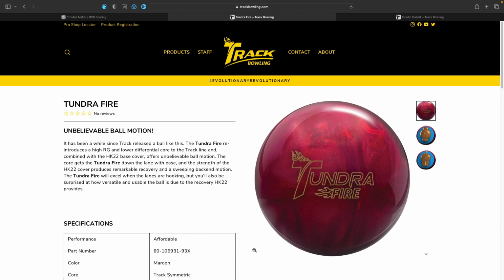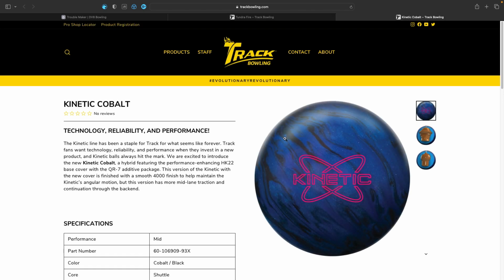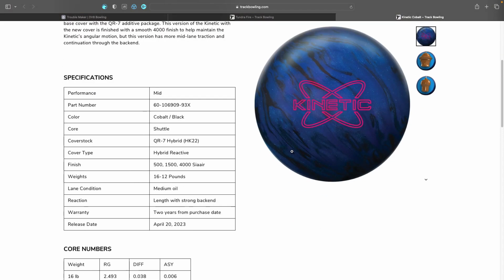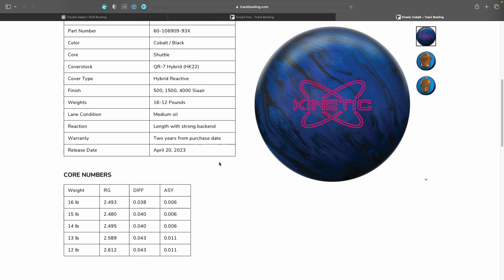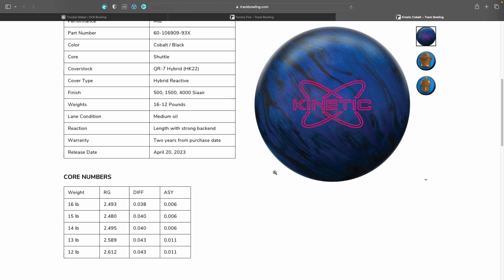Well, let's move on to Track's other ball. Something very interesting, the Kinetic Cobalt. They're finally coming out with another Kinetic. It's been a minute. But it's another HK22 ball with, you know, QR7 hybrid over HK22, and an interesting cover prep at 500, 1500, 4000. I guess they're trying to make it kind of a longer ball. Definitely something weaker than that Troublemaker we were looking at earlier, but maybe a little bit sharper than it. And of course, you got a 2.48 RG, a .040 differential, and a .006 for the asymmetry on this one. That's just the Shuttle core, how it's always been.